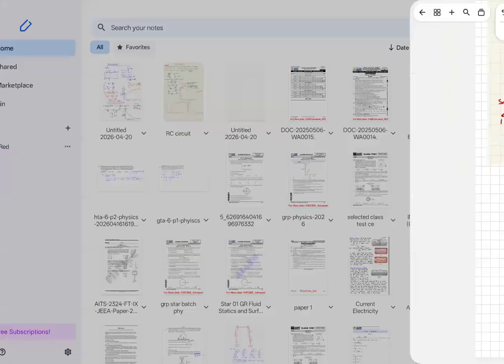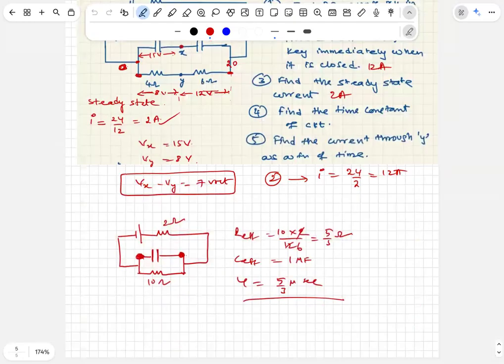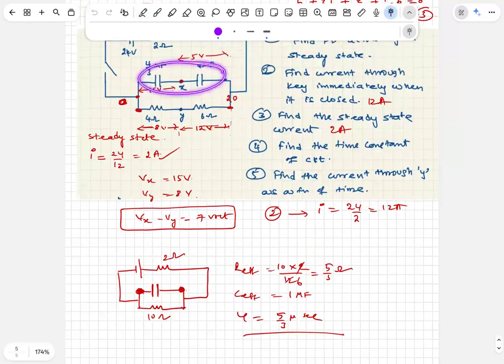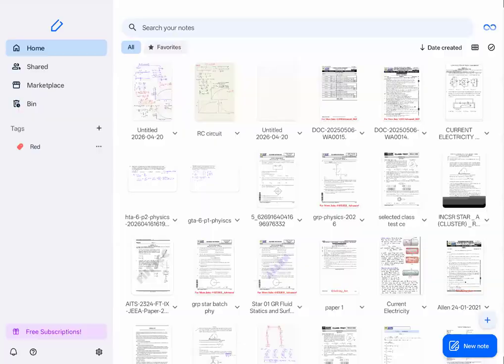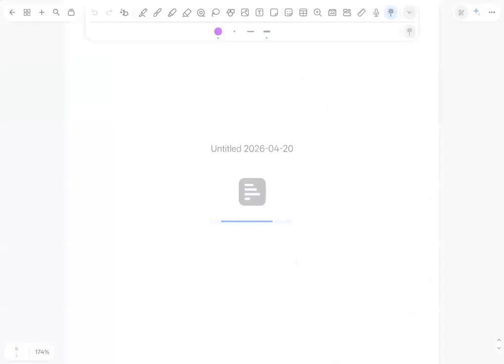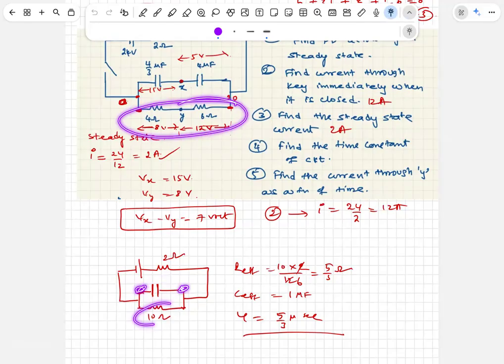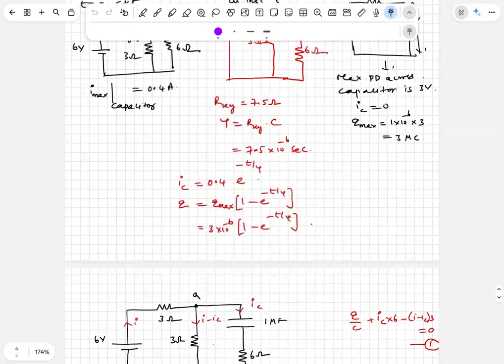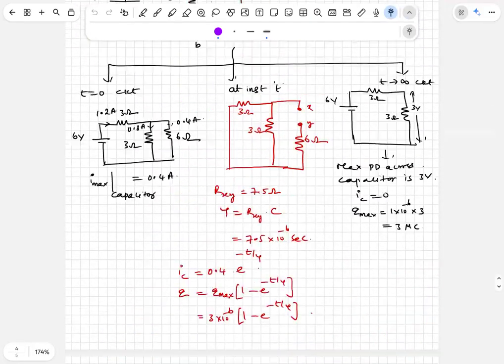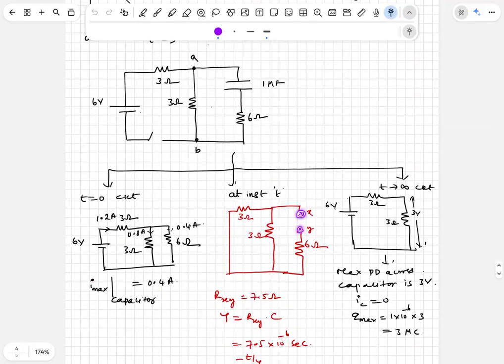So I told you very clearly how to find the time constant. The technique is, now make this totally a single capacitor. You have that single capacitor available here. That's the single capacitor, and this entire thing is 10 ohms. Across these two points, what is the effective resistance? That's what I have done here, when finding the effective resistance.